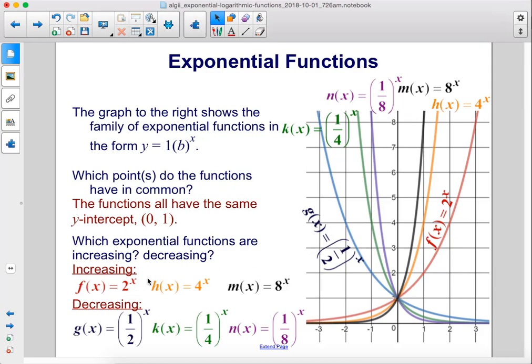f(x) = 2^x, h(x) = 4^x, and m(x) = 8^x are all increasing. You can see that those are these three that start over here on the left and go up to the right. And g(x) = (1/2)^x, k(x) = (1/4)^x, and n(x) = (1/8)^x are all decreasing. They all start up here on the left and go down to the right.